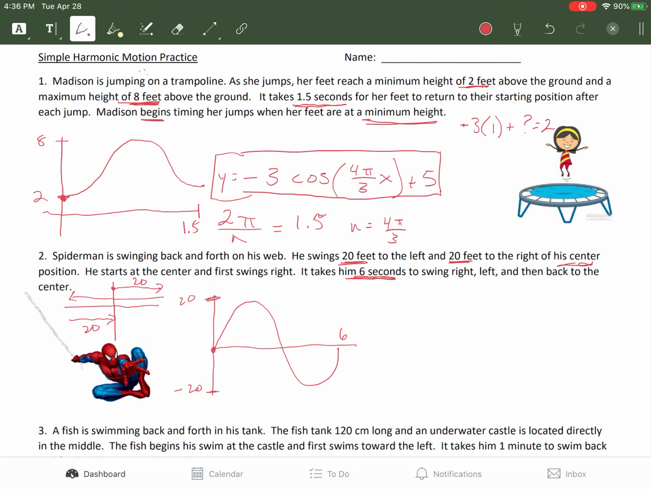Okay, and now we write down our equation. So y equals, since it was sine and positive, with 20 as our amplitude, then we have to figure out what the period is going to be. So we have 2 pi over n is equal to 6. Multiply by n and then divide 2 pi by 6, and you get pi over 3. We're going to put pi over 3 times x. Now there is no vertical shift because our sine graph is starting at 0, and then we're done.